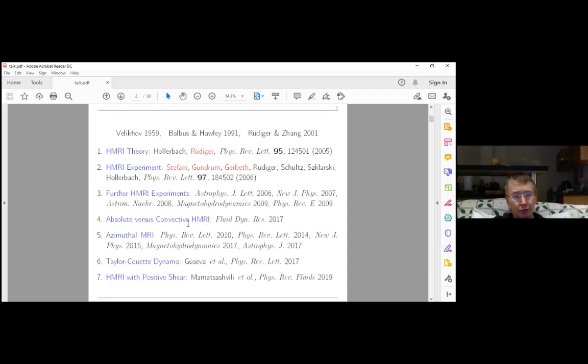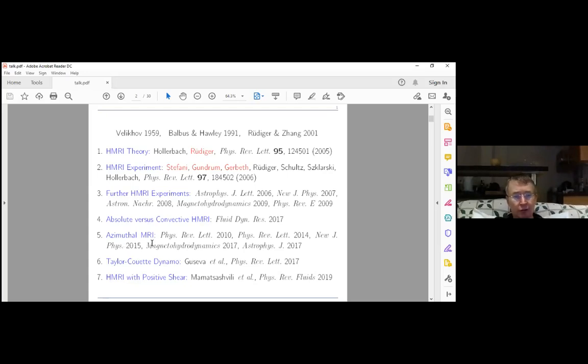Then there's also some things that we can consider in terms of looking at absolute versus convective aspects of this HMRI. As you may know from general theory of hydrodynamic instabilities, this concept of absolute versus convective instability is an important idea in many different contexts. It also turns out to be relevant to the HMRI. So we did a little bit of theoretical work there.